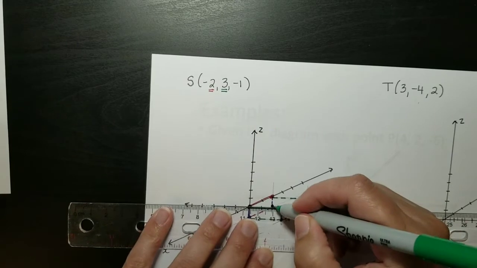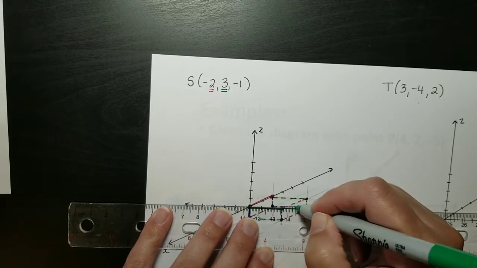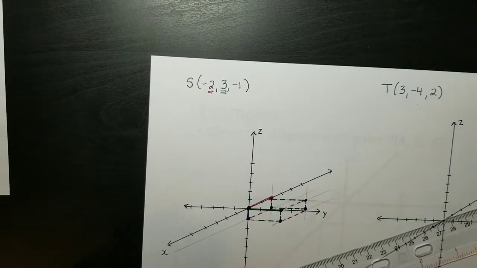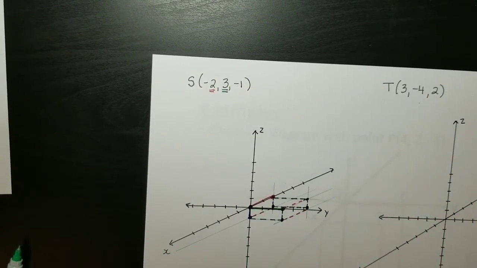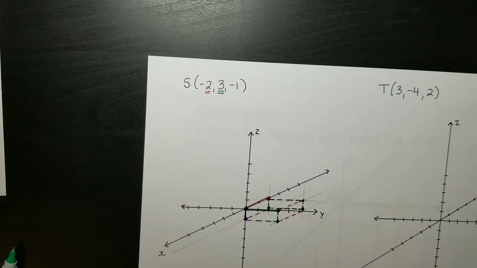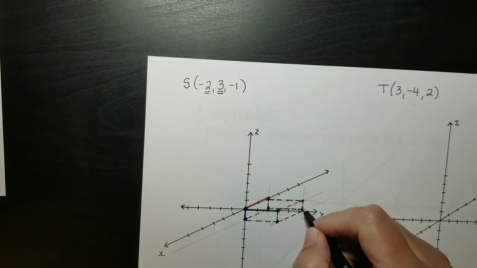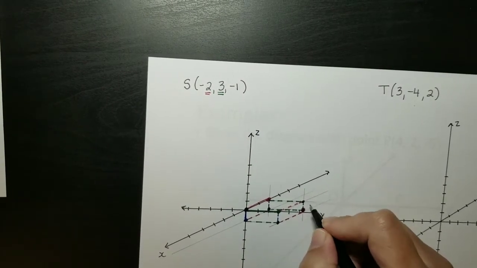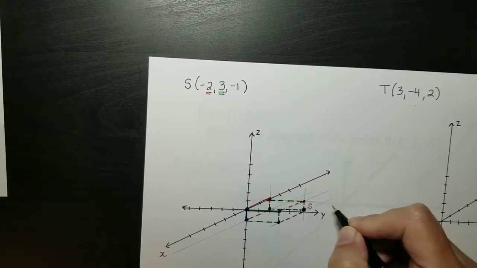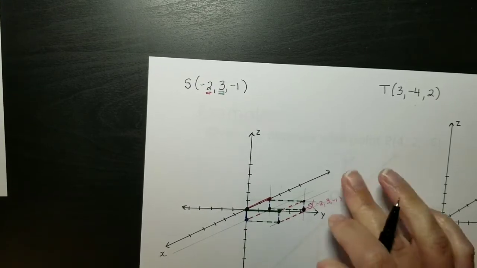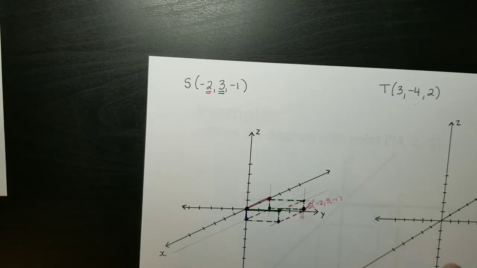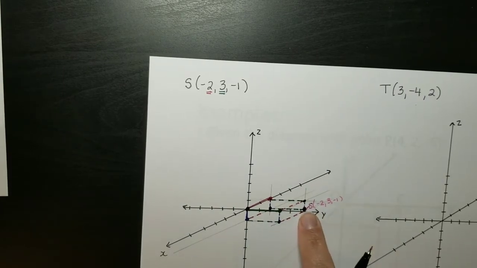And that point there, that last point that you get by connecting the 3 lines coming out of those points on your points on the planes, this point here is my point S. So it's that point there that's -2, 3, -1. So that, let's smudge that. That point is the one that we're coming to.